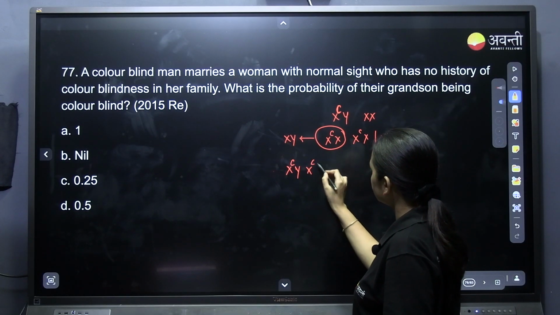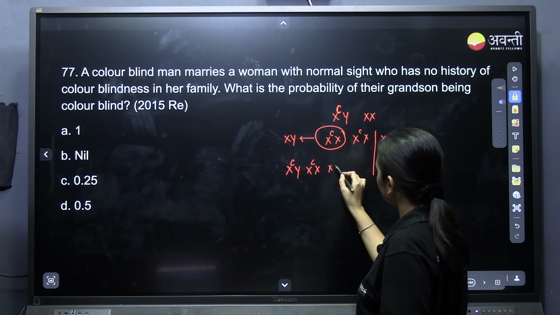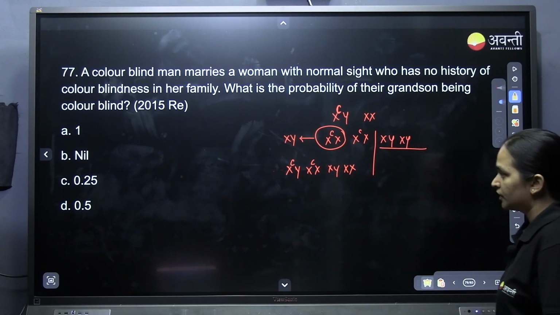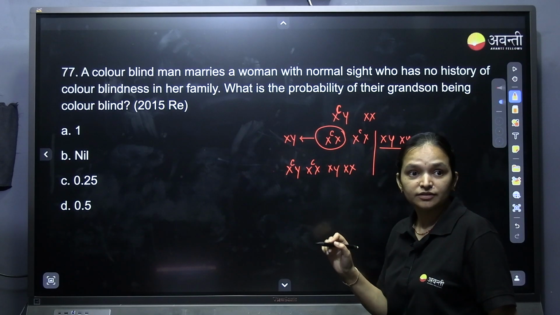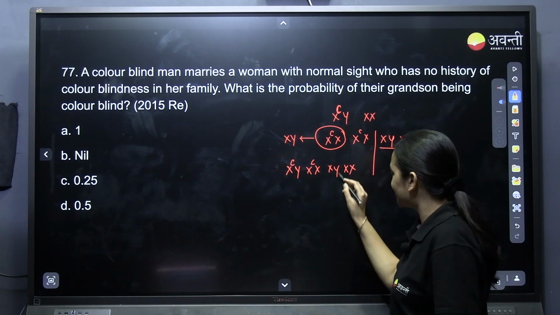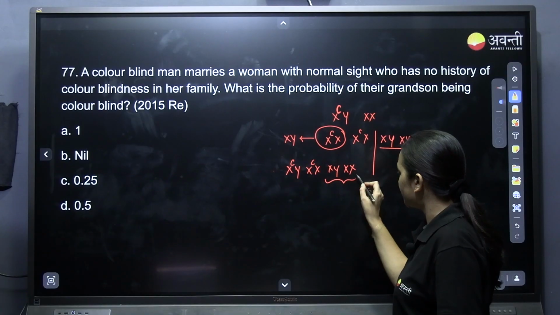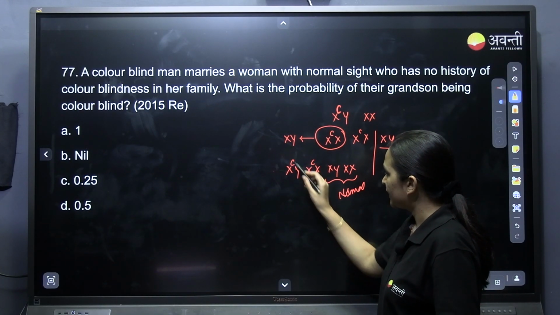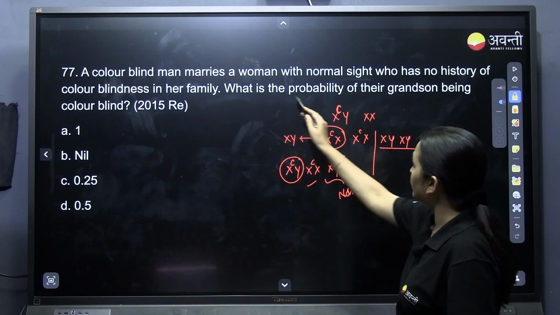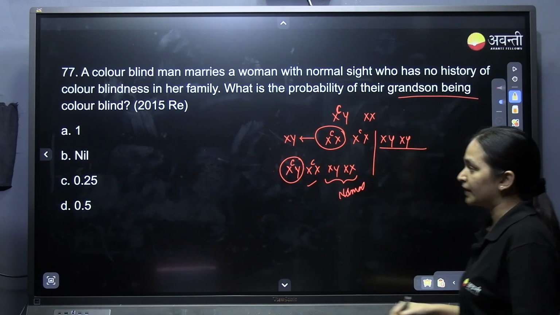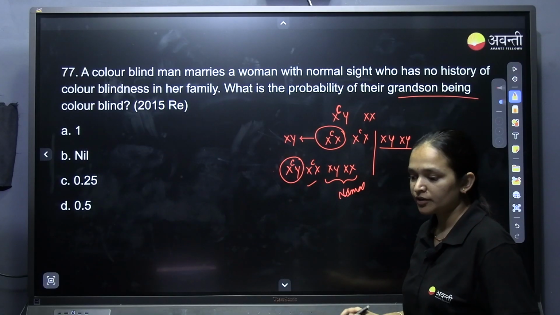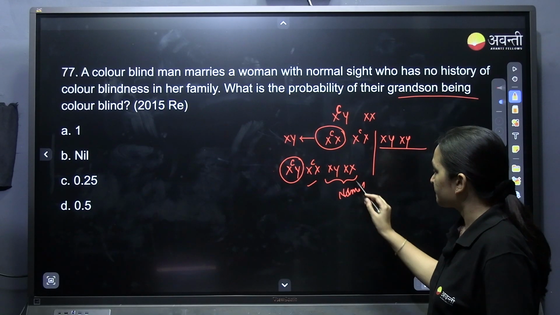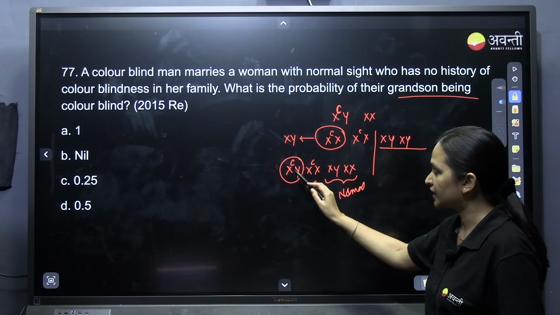Y, X. So these two are normal, and one is a carrier and one is hemophilic. We need to find what is the probability of their grandson being colorblind. So not hemophilic, colorblind. Okay, this is the person who is colorblind now.